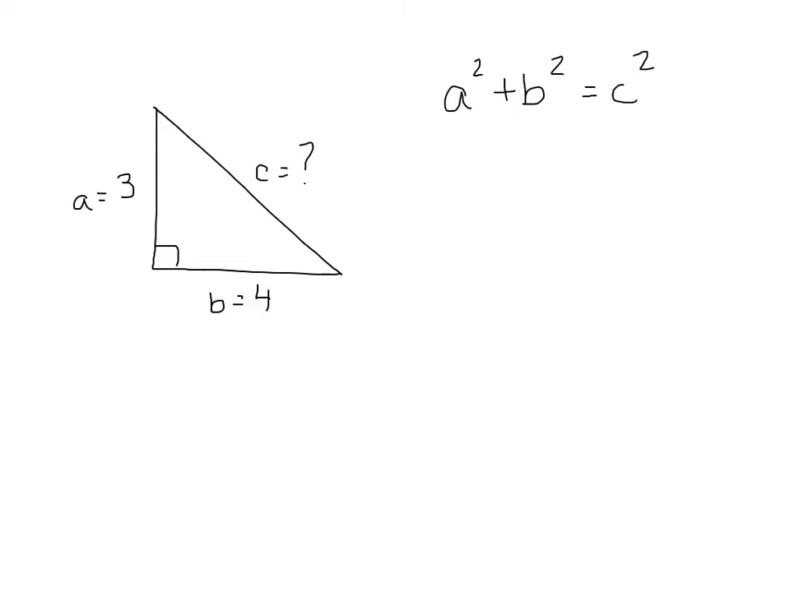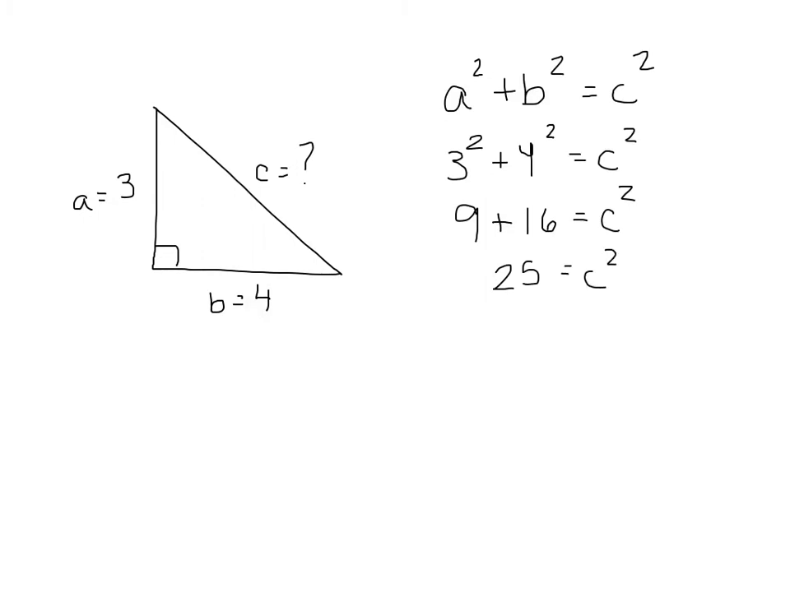If I am given a triangle where side A might equal 3 and side B is equal to 4, and I am asked to find what side C is, I'm going to start with the equation a squared plus b squared equals c squared. So what this tells me is that 3 squared plus 4 squared will equal c squared. 3 squared is 9, 4 squared is 16, is going to equal c squared. 9 plus 16 is equal to 25.